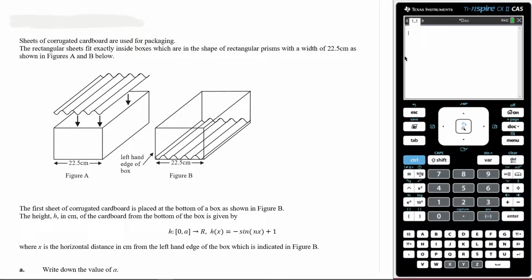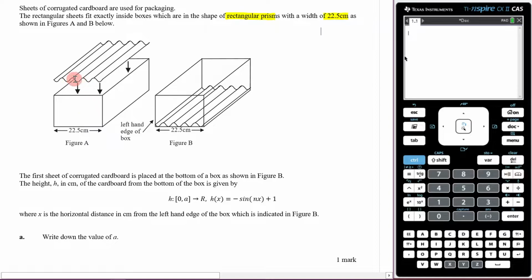Welcome. So we're going to answer this question before us. It says, sheets of corrugated cardboard are used for packaging. The rectangular sheets fit exactly inside boxes, which are in the shape of rectangular prisms with a width of 22.5 centimeters, as shown in figure A and B.